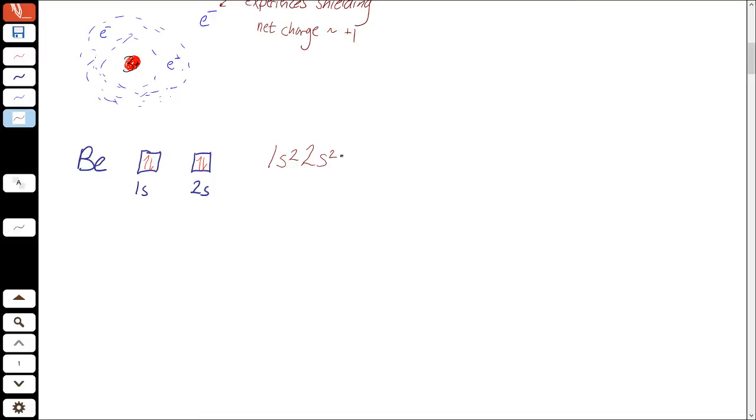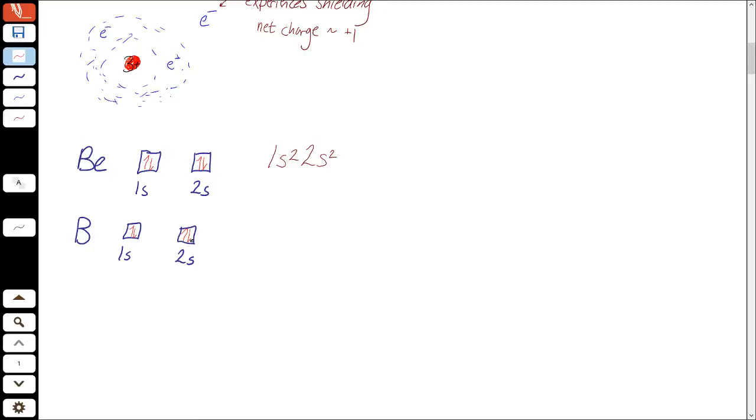And then we'll jump up to the next one, which is boron. So we put in our 4. Now we got to put in our 5th electron. Where do you think that's going to go? 2p1. Yeah, it's got to go to a new, different orbital.